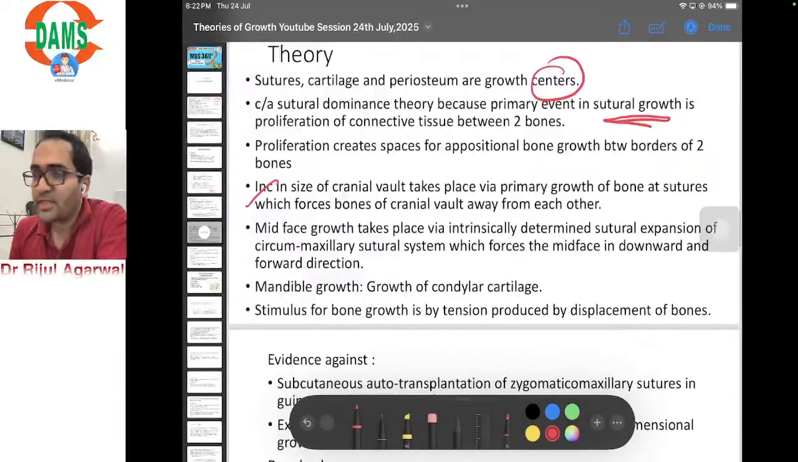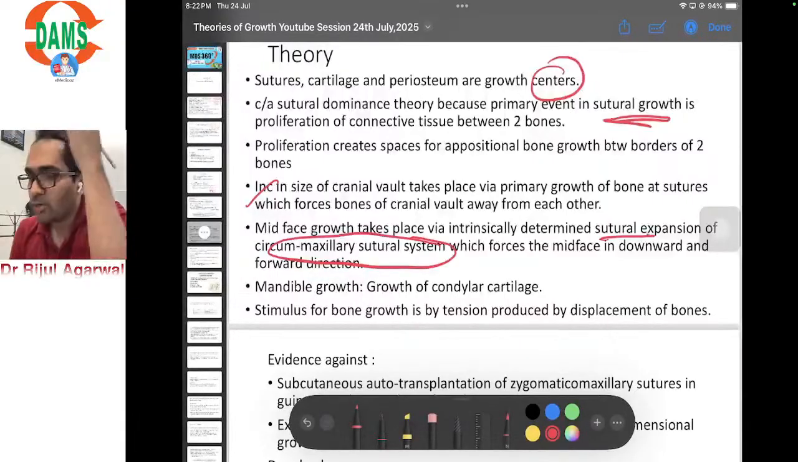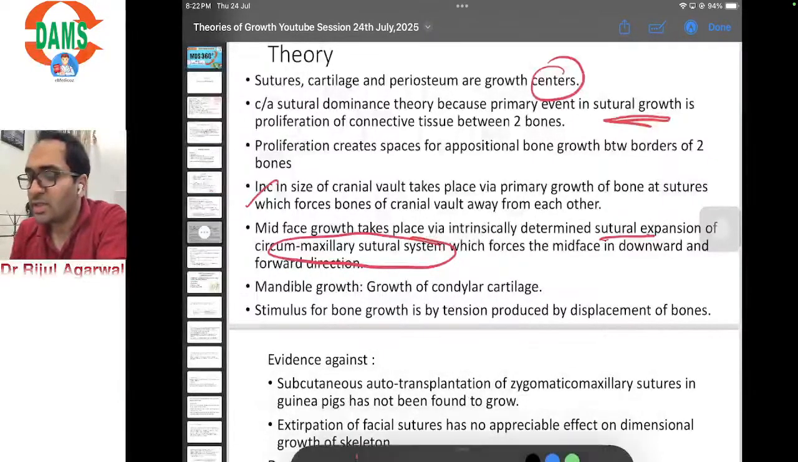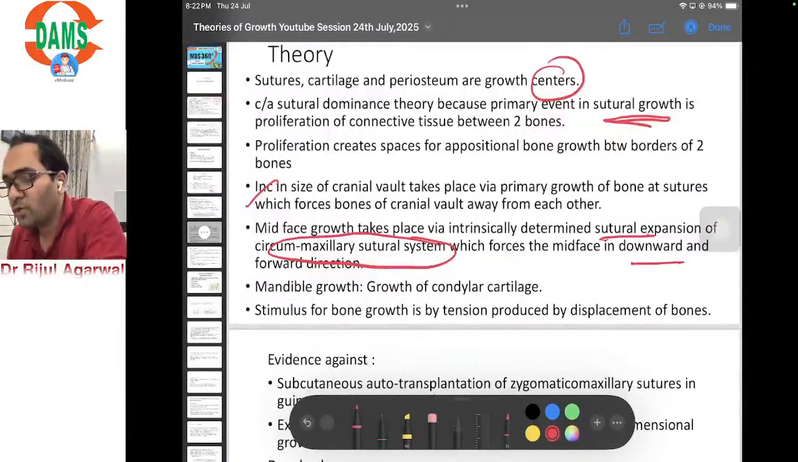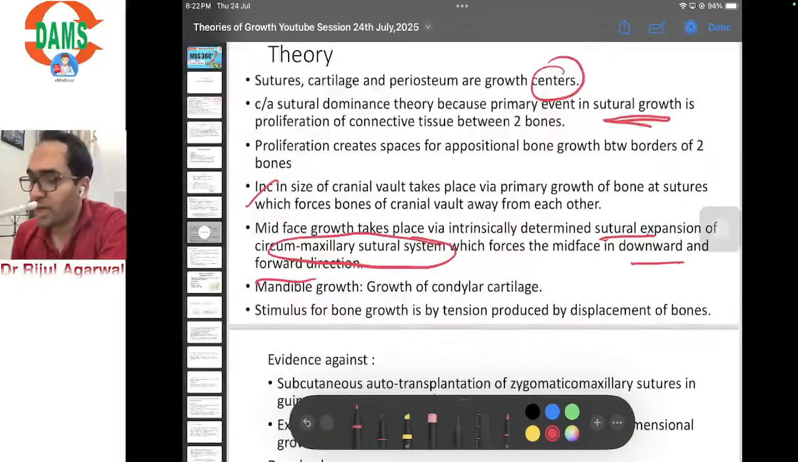Cranial vault is done. Next comes the midface or the bones of the facial region. So how does it occur? Growth at this region through sutural dominance theory is through the sutural expansion of the circummaxillary sutural system as well. In the cranial vault region you all know intraoccipital, intersphenoid sutures are present. In the midface region, there is a circummaxillary suture system which forces the midface in the downward and forward direction. So cranial vault growth is done, cranial base growth is done, midface is done, what is left? Mandible. So in the mandible there is no suture. So how does the mandible grow? It is through the growth of the condylar cartilage.